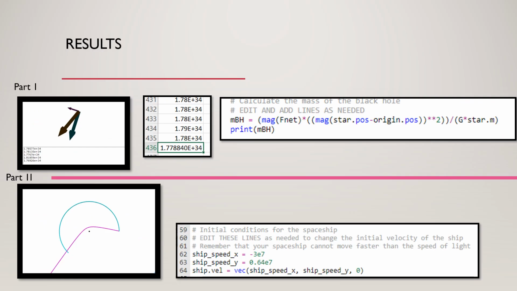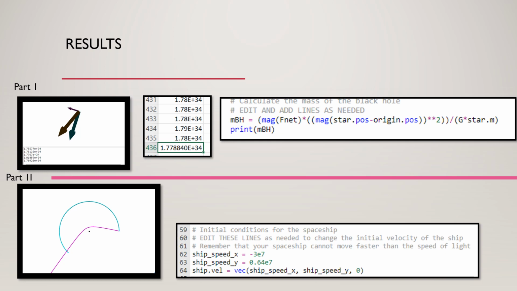Here are the results of my lab. Basically, I rearranged the overall gravitational force law to continuously calculate the mass of the black hole at different points along the trajectory. After collecting around 435 of these data points, I averaged them out to find the average mass of the black hole to be 1.78e34.